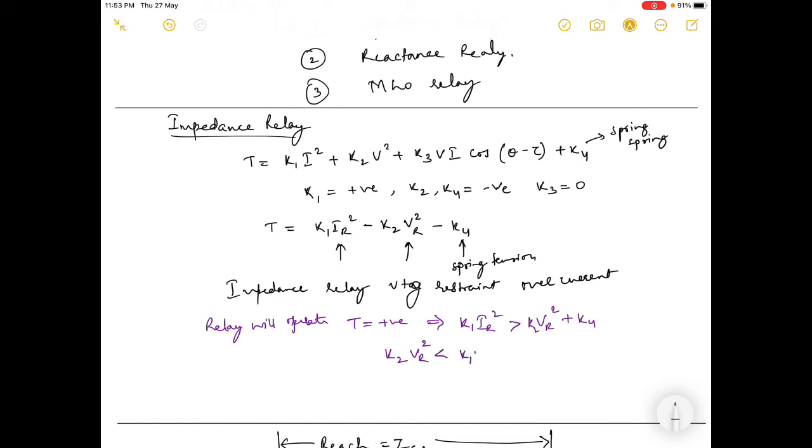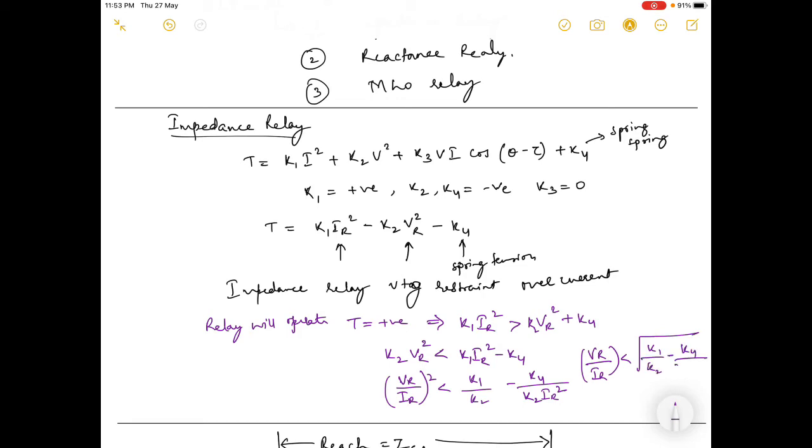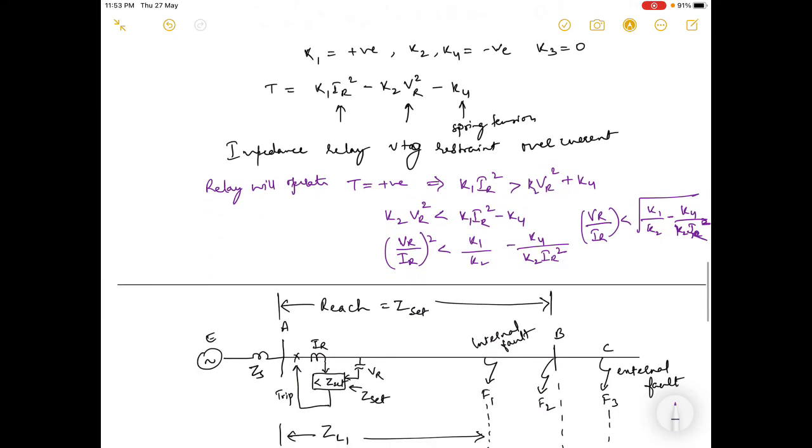Okay, so K1 IR square minus K4 is left out, so (VR by IR) whole square. If I bring this here, it becomes K1 by K2 minus K4. If I take the LCM, K2 IR square. Okay, so now this becomes what? It is less than root of K1 by K2 minus K4 by K2 IR square.